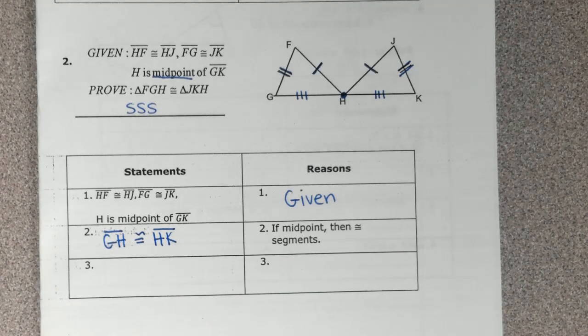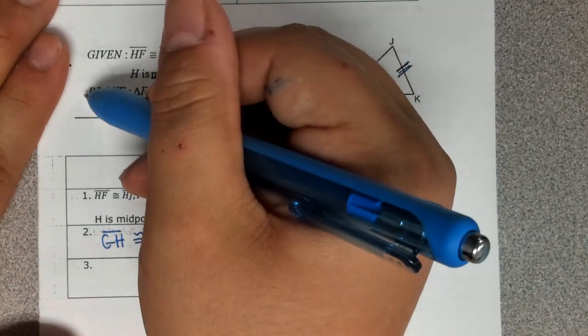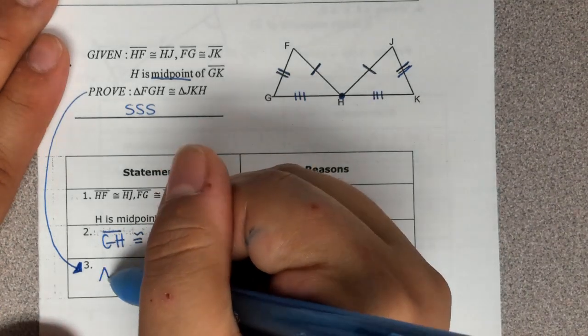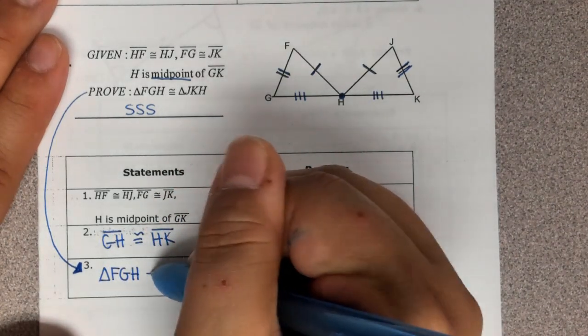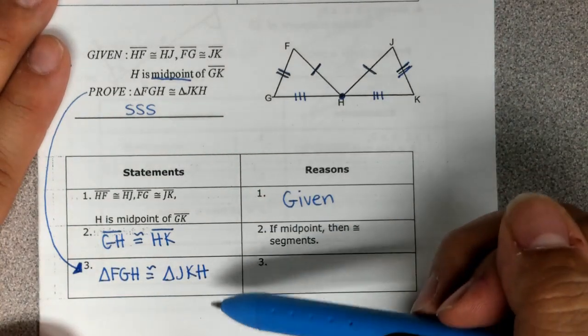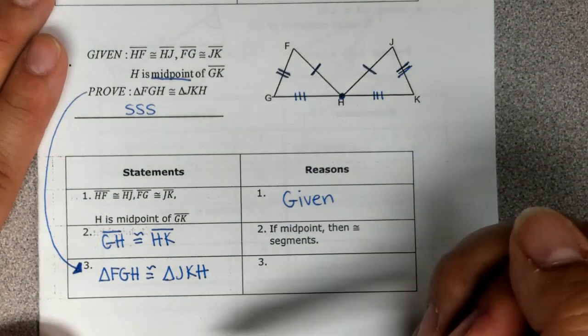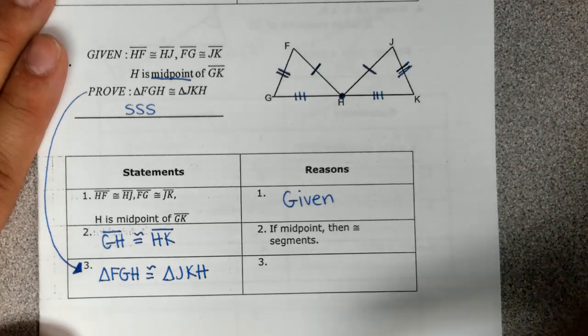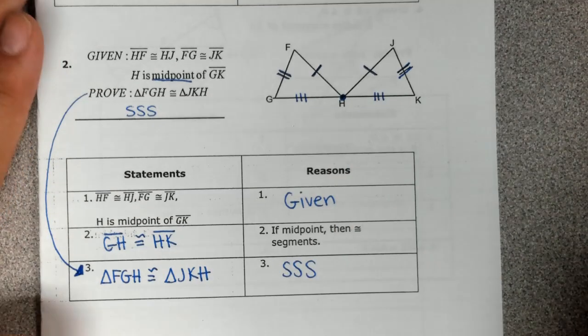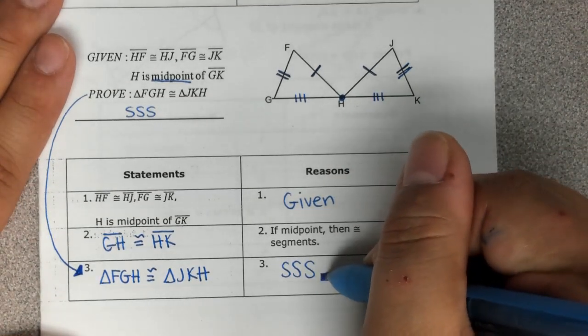What do I write in the last blank? How do I write it? Do I have to write FGH? Why? Because you have to write whatever is in the proof. So triangle FGH is congruent to triangle JKH. I have some people write that in the very first, like the first thing they do is go write the proof in the last line. Why are these congruent? SSS. And we're done. Draw the little box.